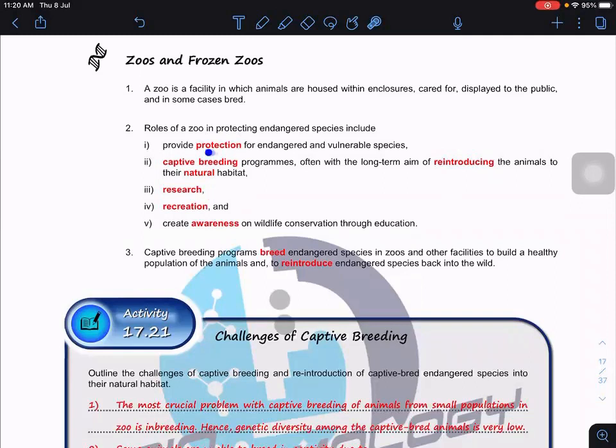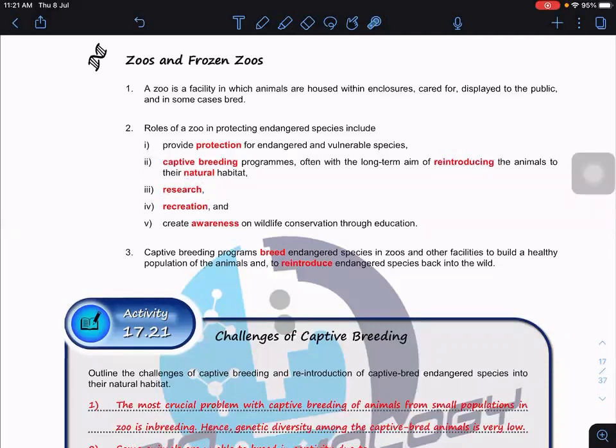So we do captive breeding. Captive breeding basically means that we want to increase the number, and the long-term, final aim is to reintroduce them back to their natural habitat. We cannot keep all of them, right? Try to imagine if we conserved them so well that we have millions of them, how are we going to keep them in the zoo? We want to release or reintroduce them back to the natural habitat. So it means that we need to build the natural habitat first.